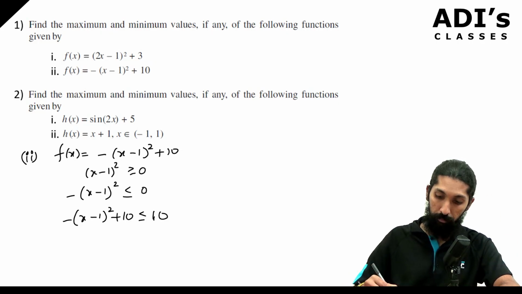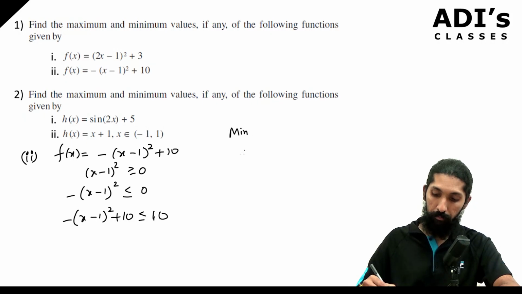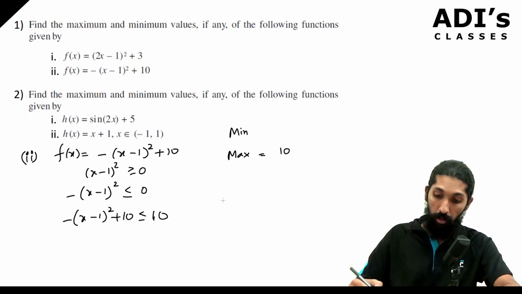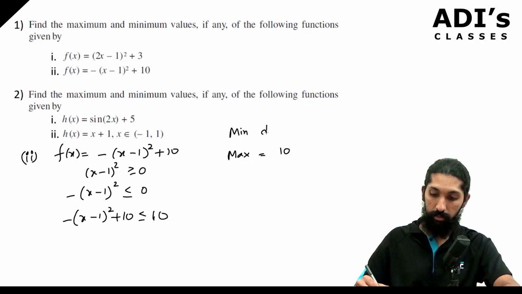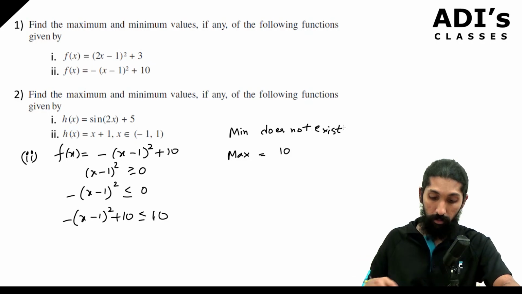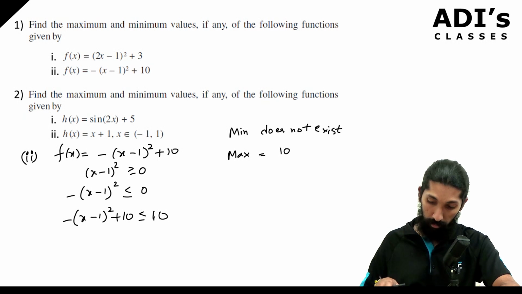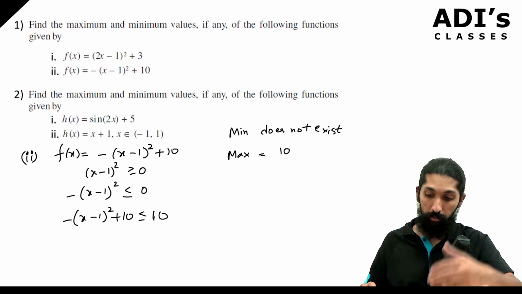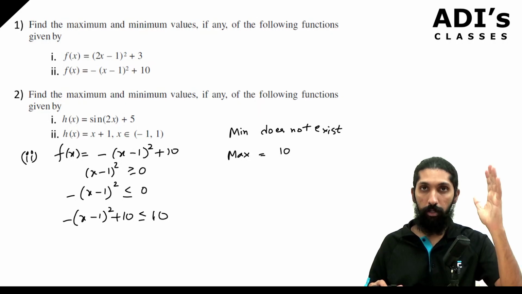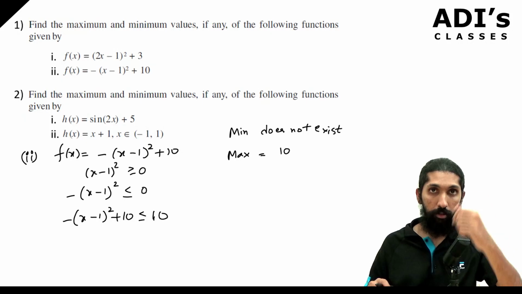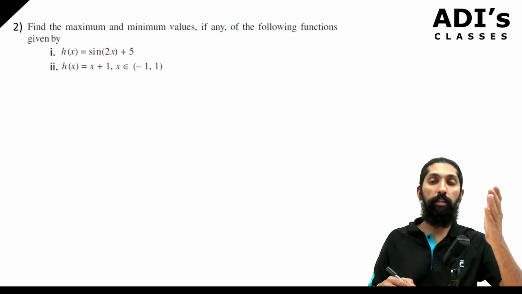So, the minimum value and maximum value. Maximum value is going to be 10. It can't go beyond 10, right? Minimum value does not exist. The reason why we write does not exist is because the minimum value can go till infinity. So that's why we say that minimum value does not exist. Maximum value is 10. That's it. Okay. Let's do the second question now. Again, it's the same logic.